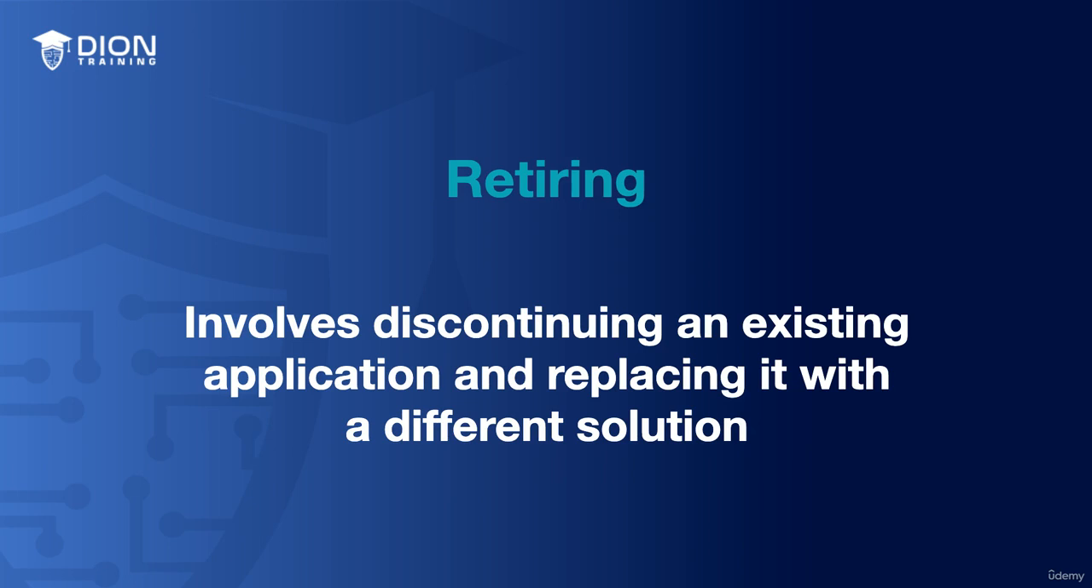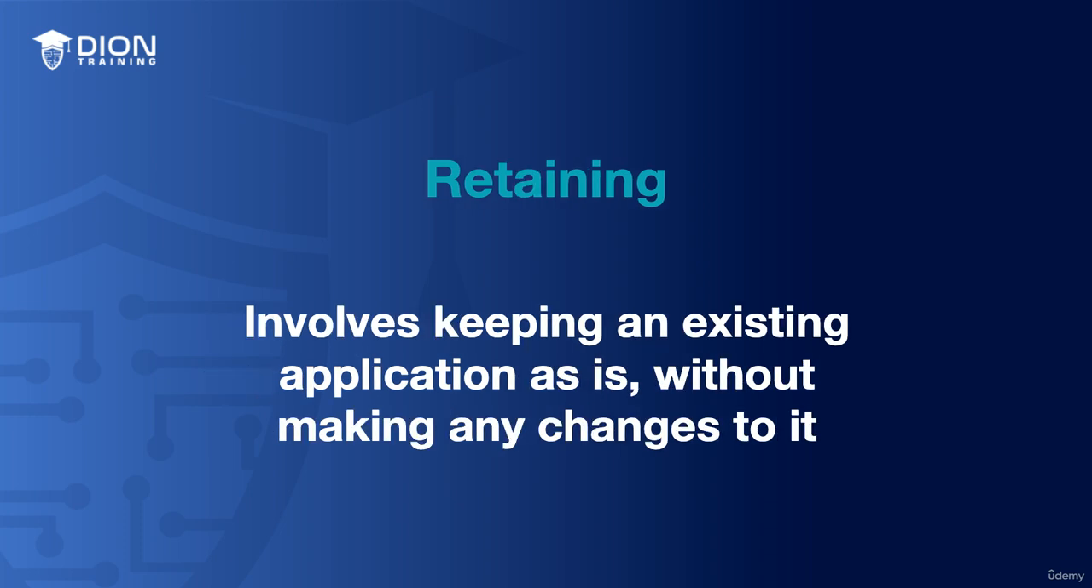Retiring is going to involve discontinuing an existing application and replacing it with a different solution, or simply discontinuing the use of the old product and not replacing it with a newer one. Retaining is going to involve keeping an existing application as is without making any changes to it. Essentially, when we use the retain method, you're going to have made the decision to keep your old legacy application and simply keep using it within your traditional on-premise environment instead of trying to migrate it into the cloud.